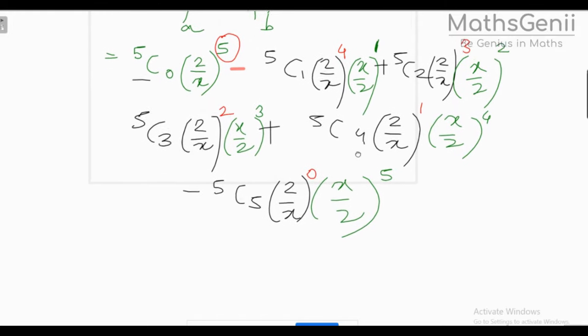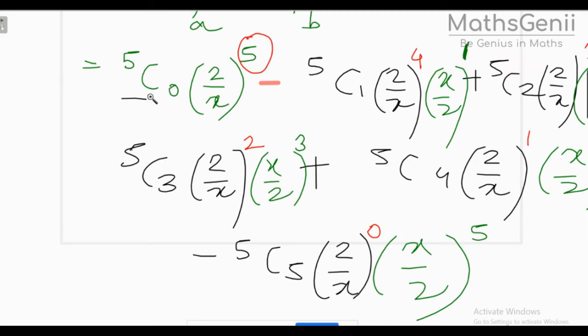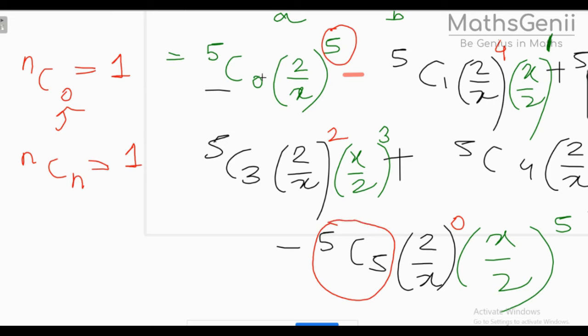Now for the people who don't remember, I'll just repeat one rule of combination, which is if you have NC0 or NCN, in this case I have 5C0, so the value is 1 and NCN value is also 1. So this 5C5 will become 1 and 5C0 will also become 1. So just star mark these properties, okay?